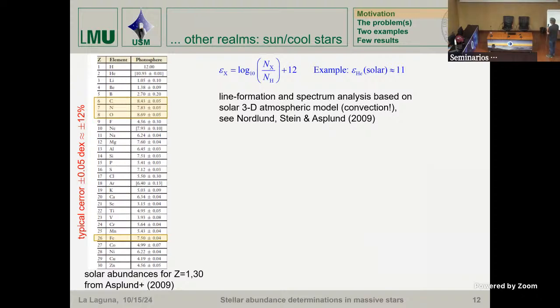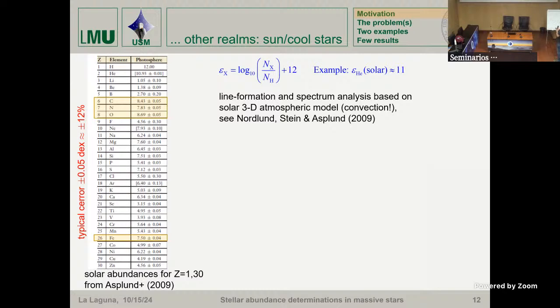Just to remind you, for the sun, the game is a bit different, and of course for other cooler stars as well. This is a famous table by Asplund et al. from 2009, where you see the abundances for the first elements in the periodic system of elements. And when you look at the abundances and their errors, in most cases they are quite low. They are on the order of 0.05.